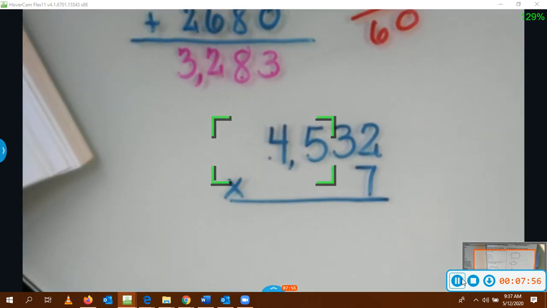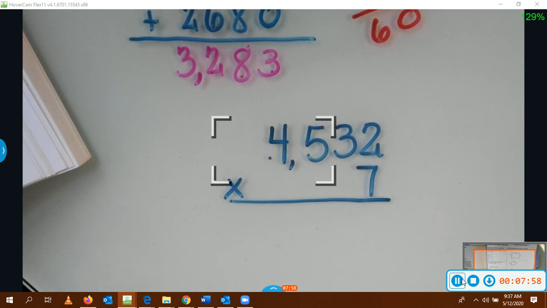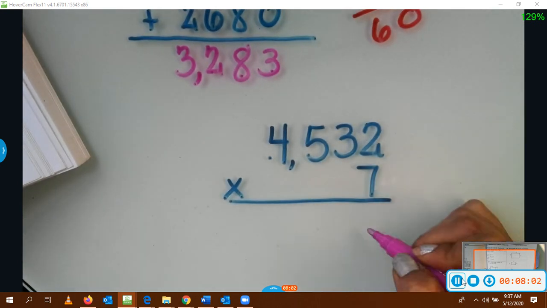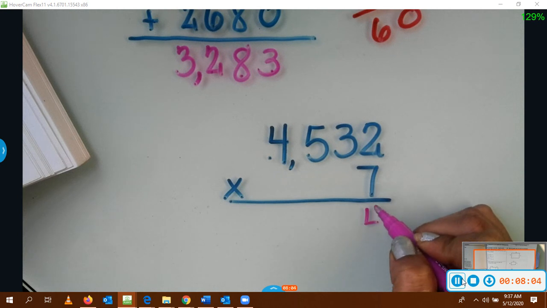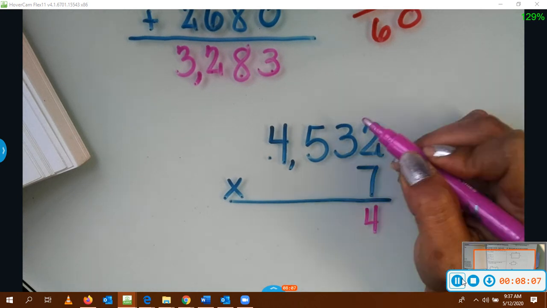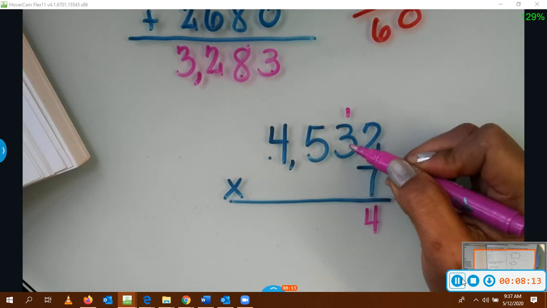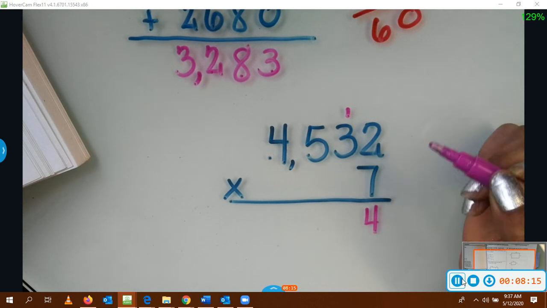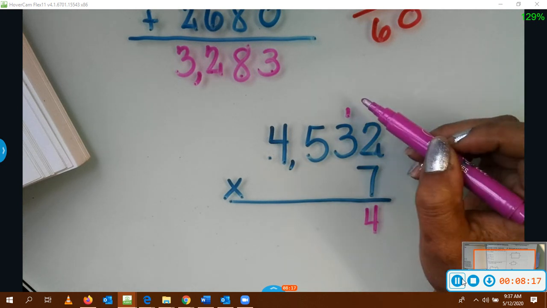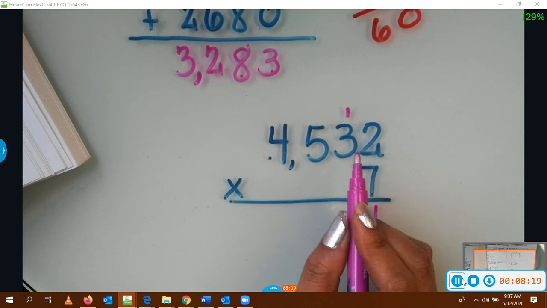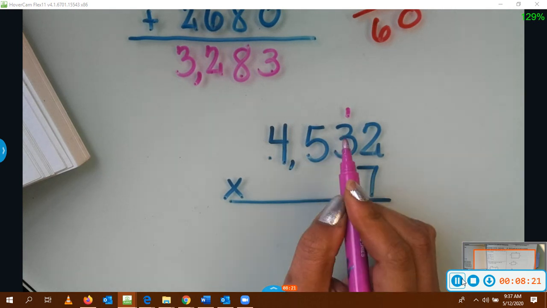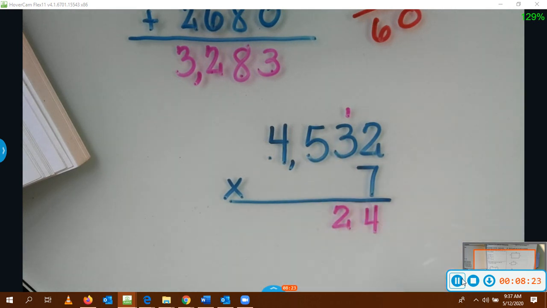Here we go. 7 times 2 is 14. We will write down the 4 because it's in the ones place, and we will carry the 1 over because it's in the tens place. So 7 times 3 is 21, plus we're going to add that 1, which will give us 22. So we're going to write the 2 right up under the 3. Remember, we're keeping everything lined up.